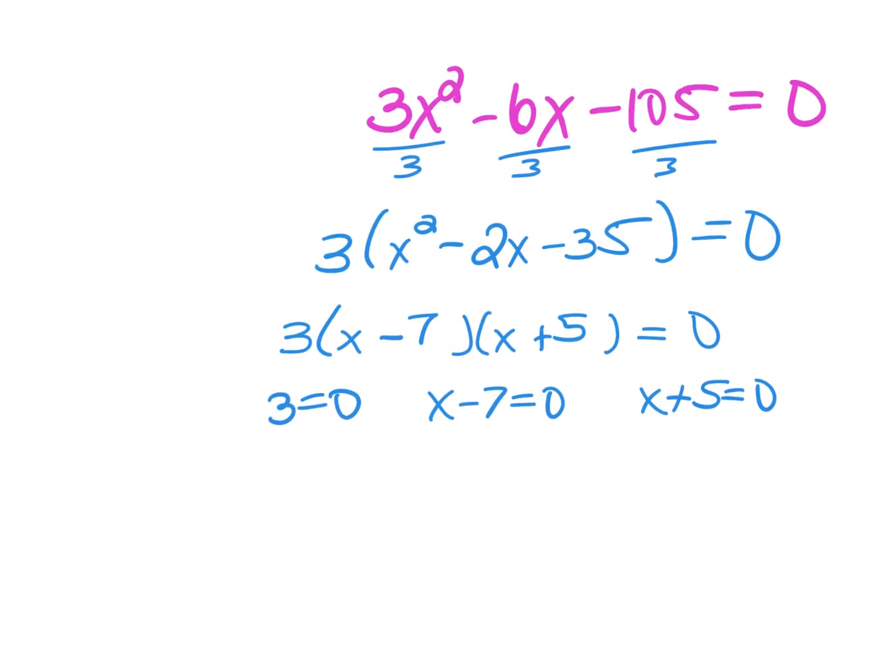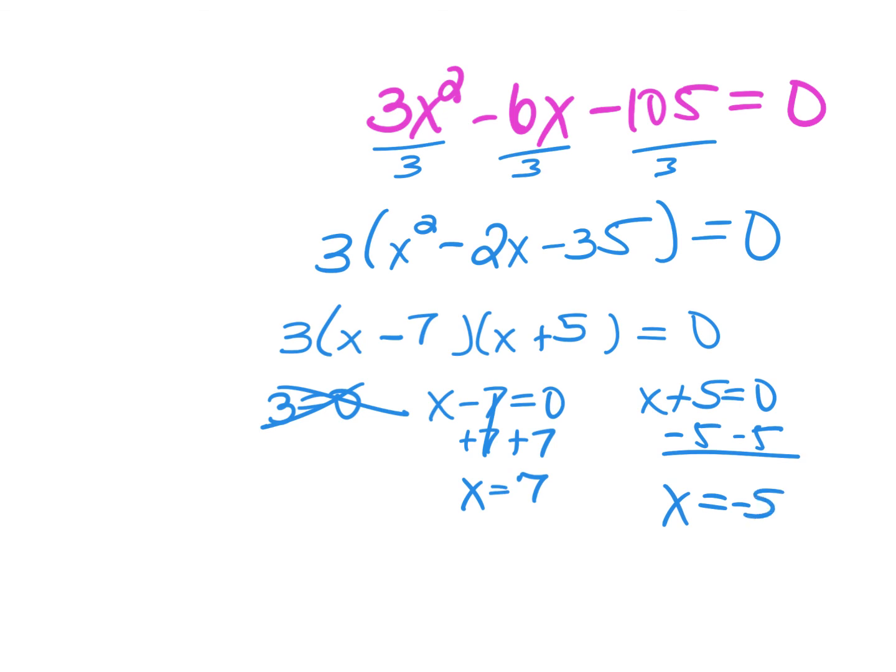Guys, does 3 ever equal 0? No. So then you can just cross this out. If it said 3x equals 0, then yes, there is a solution at 0. But that does not have an x with it, so that is just null and void. 0 is not an answer here. So when I add 7 to both sides, I get x equals positive 7, and I subtract 5 from both sides, and I get x equals negative 5.